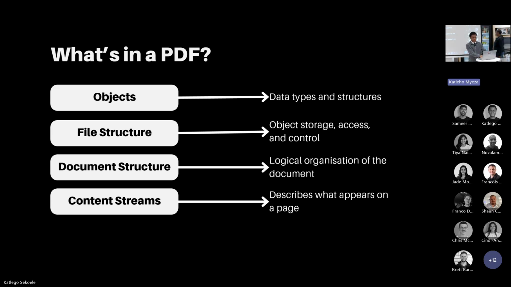And the second thing is file structure. So file structure manages how objects are stored, accessed, and updated. The third thing is document structure, which defines how objects represent document components like pages, fonts, annotations, etc. So it defines the logical organization of the document itself. And then the last thing is content streams, which I'm not really going to look into for this presentation, but these are just instructions that describe how a page looks from the text to the graphics and the layout.